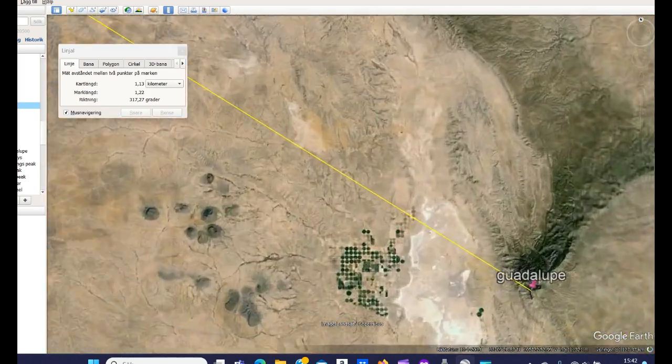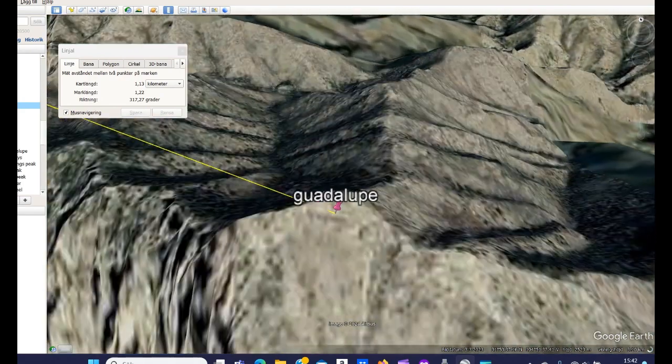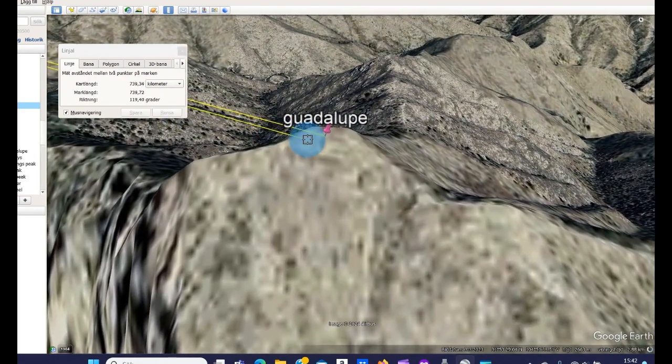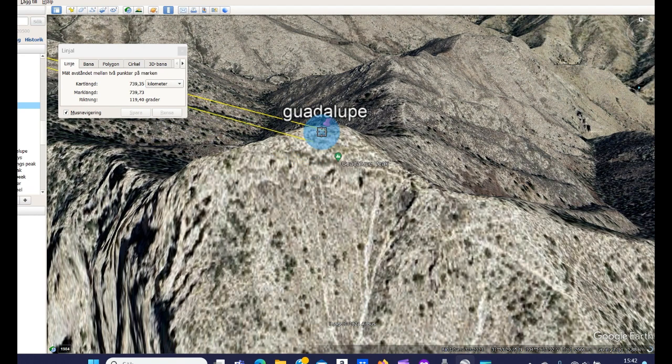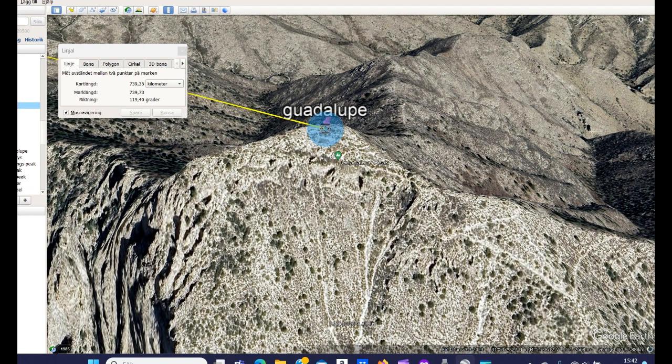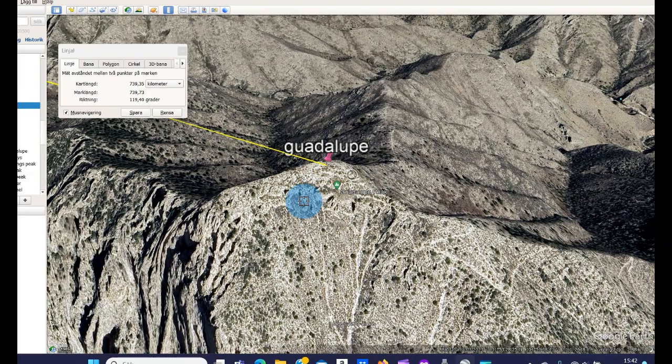And 739.65 kilometers or so, just around here. And here is the peak of Guadalupe. And if you look in the measure tool there, you can see that if we stop it there, we have 739.7 or so in the lower value here, and a bit less in the upper row. So this is very near exactly then.